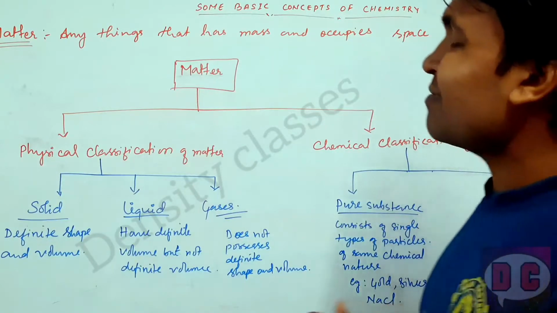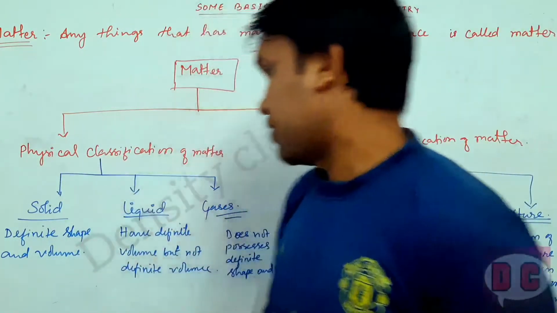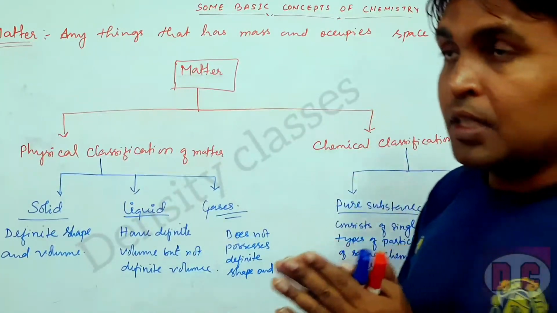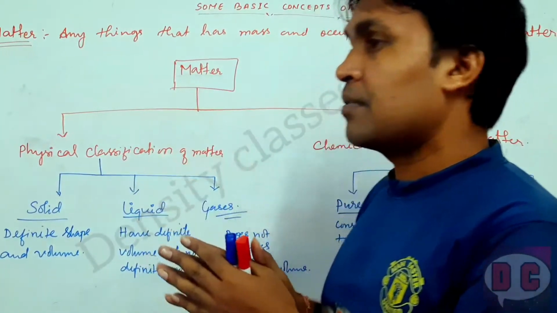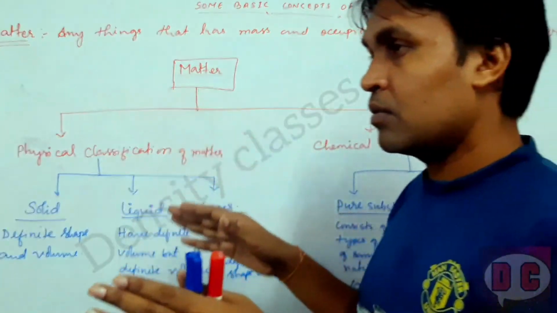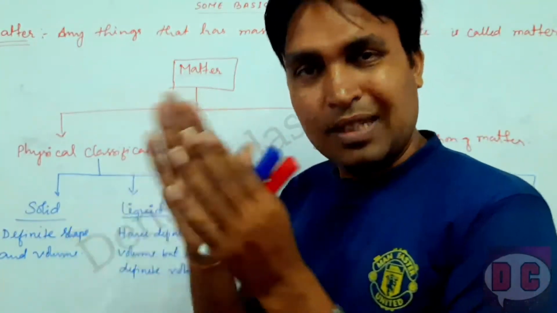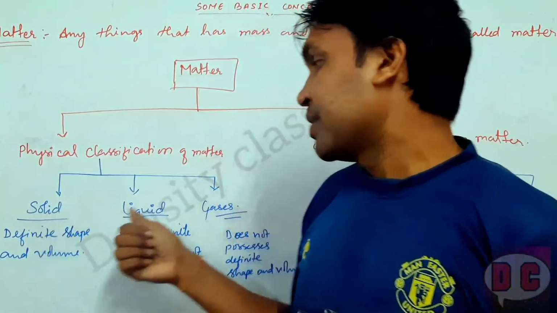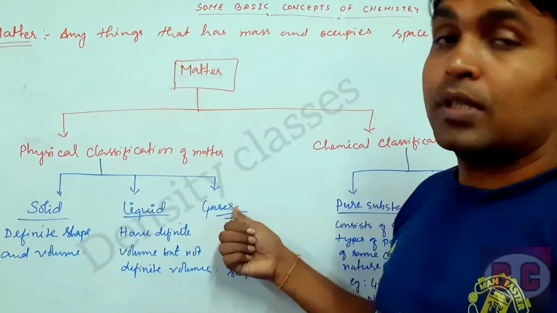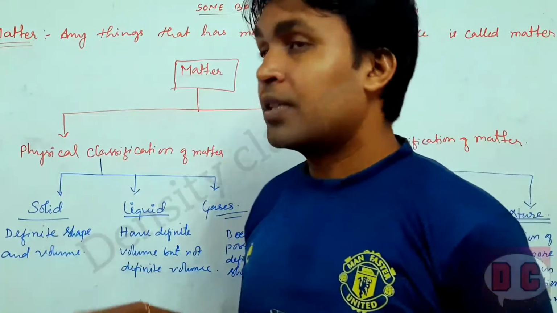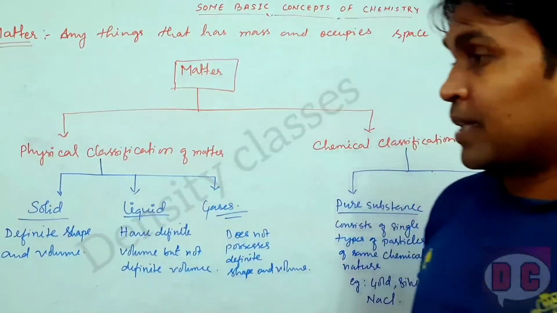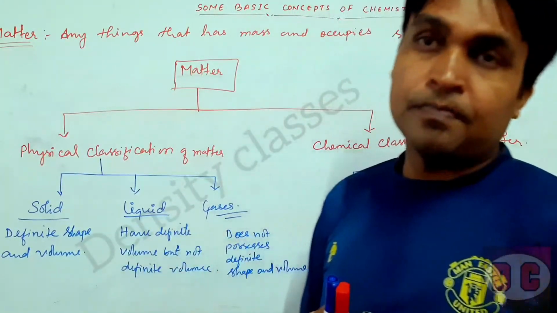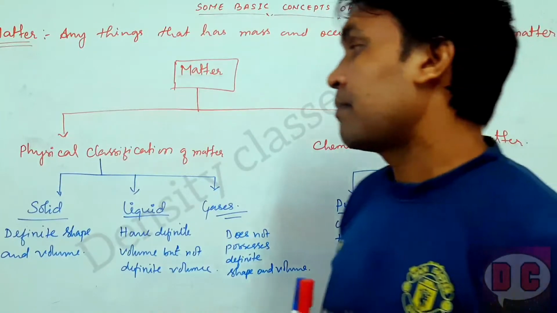Okay, so coming to the physical classification of matter, in this classification matter is classified into three categories. The first one is what? Solid, second is liquid, and third one is gases. So solid, which kind of matter do we call a solid? Those matter which have definite shape and volume, we call a solid matter.